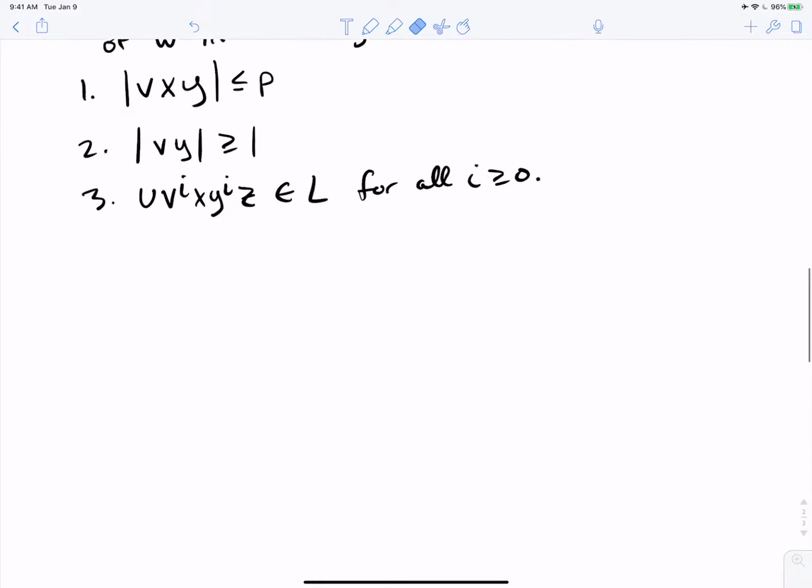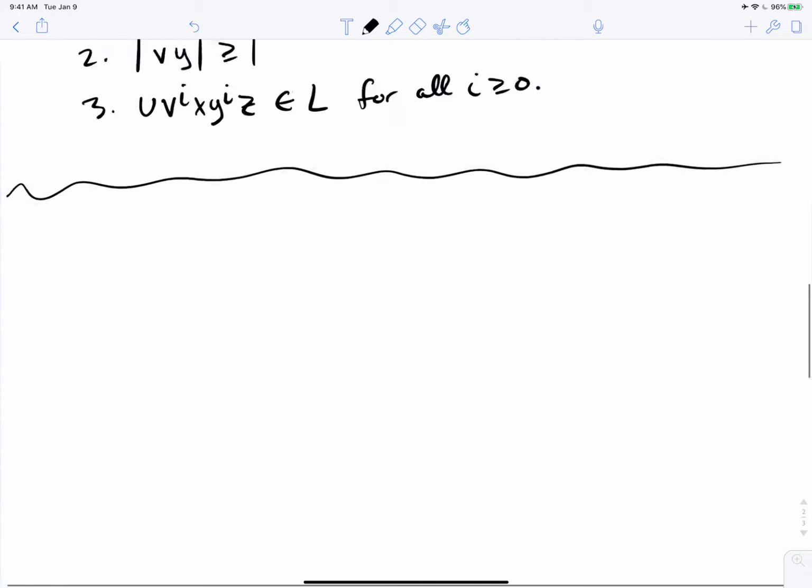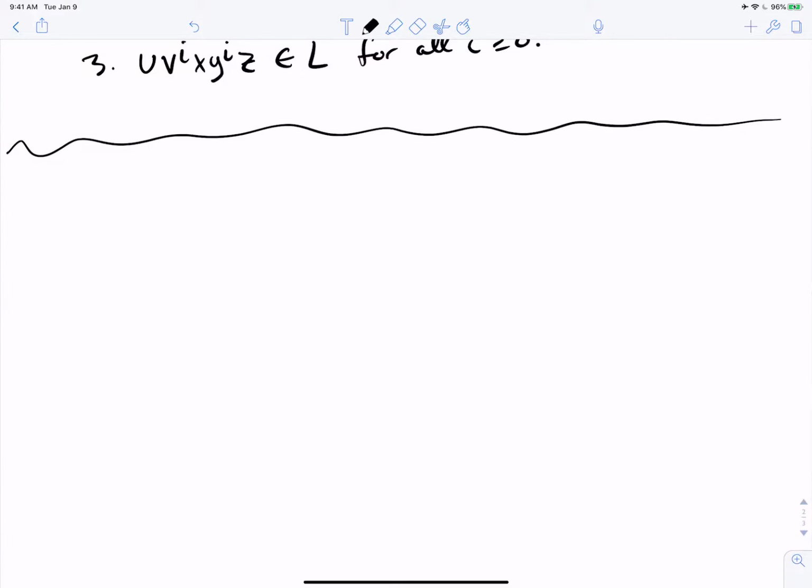Okay, so let's actually do our first example. This one may seem a little familiar, which is instead of 0^n 1^n, it's 0^n 1^n 2^n. So it's exactly the same language except you put 2's at the end. And notice that it's the same number of 0's, 1's, and 2's in all cases.